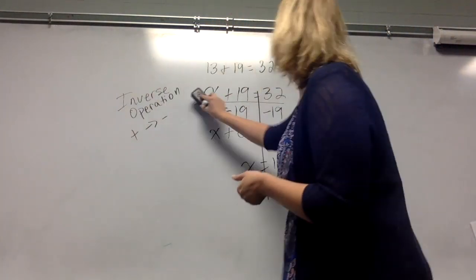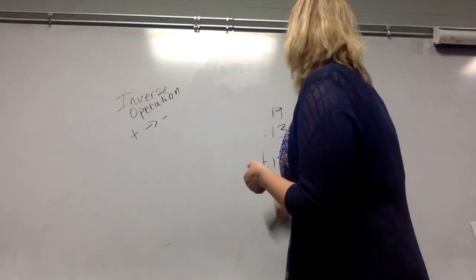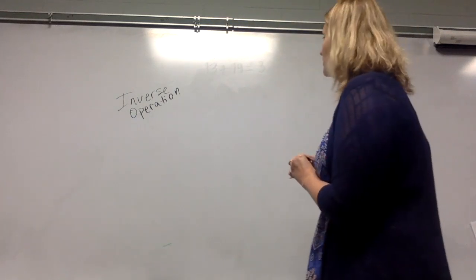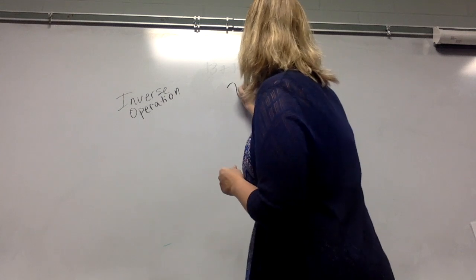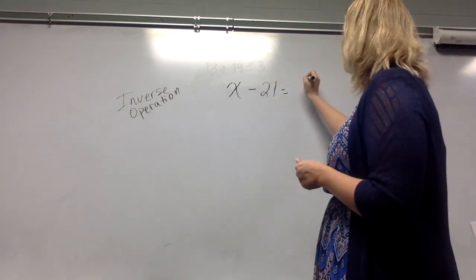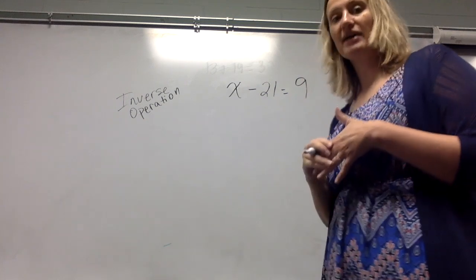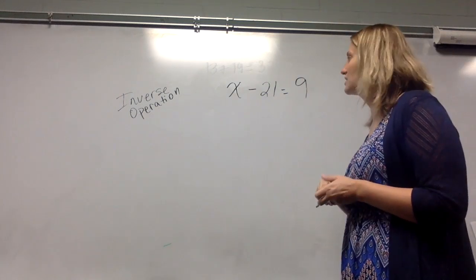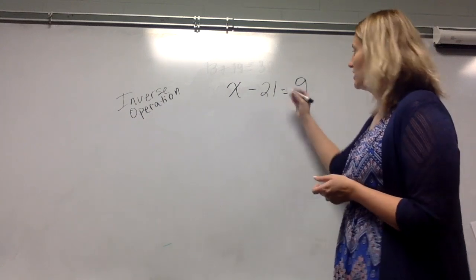Now, let's do another one. This time we're going to do a subtraction, where x minus 21 equals 9. Again, my goal is to isolate the variable, which will not always be x, but in this case is. How do I do that?